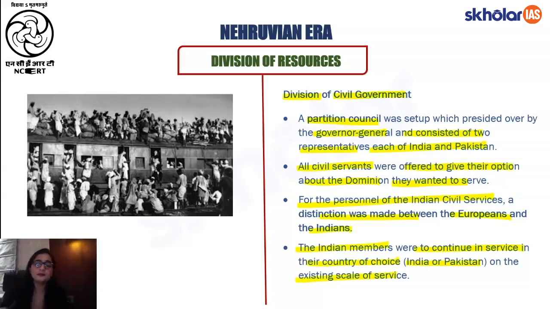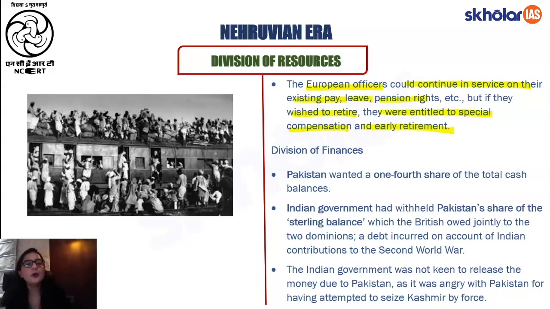Apart from the students, the next important division of resource was pertaining to the division of finances. Here in students, Pakistan wanted 1/4 share of the total cash balances of our previous country. Indian government, on the other hand, withheld the Pakistan's share of the sterling balance, which the British owed jointly to the two dominions. As a part of this, a debt incurred on the account of Indian contributions to the Second World War.